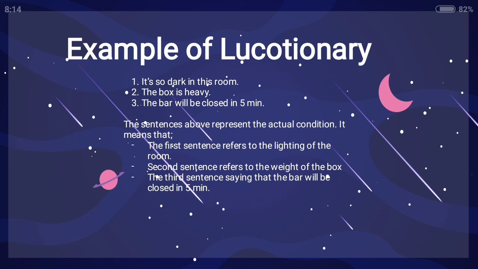The sentences above represent the actual condition. It means that the first sentence refers to the lighting of the room. The second sentence refers to the weight of the box. The third sentence says that the bar will be closed in 5 minutes.